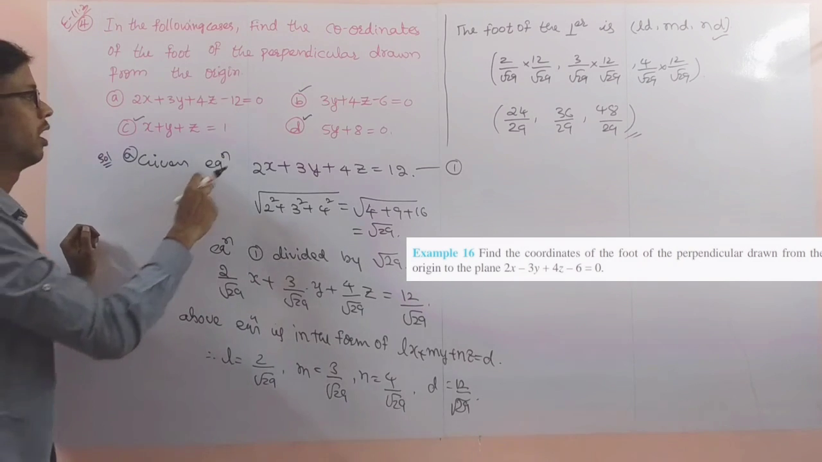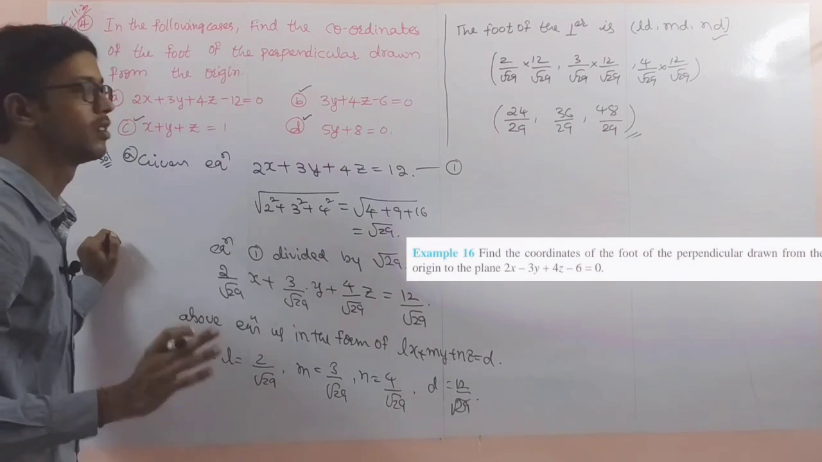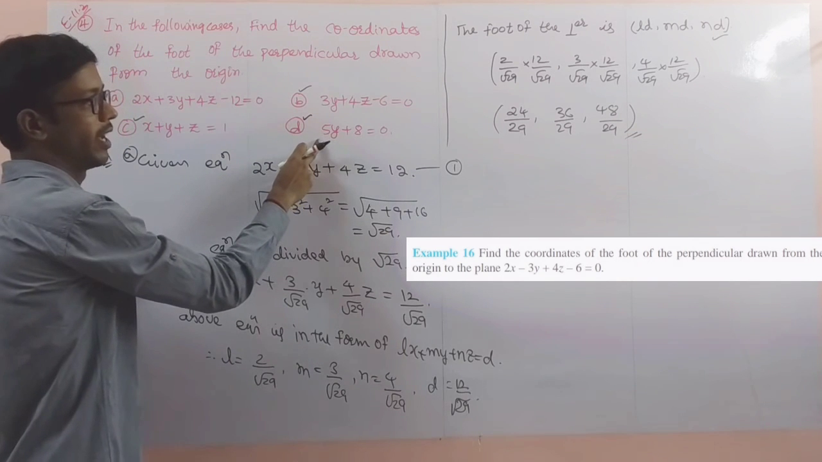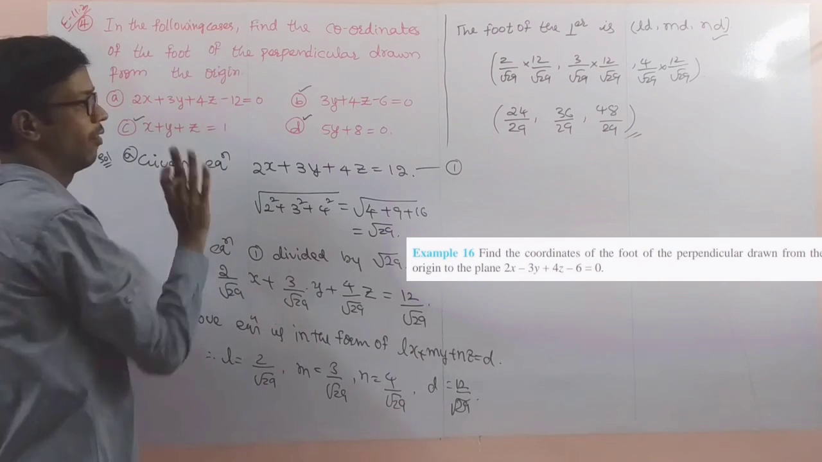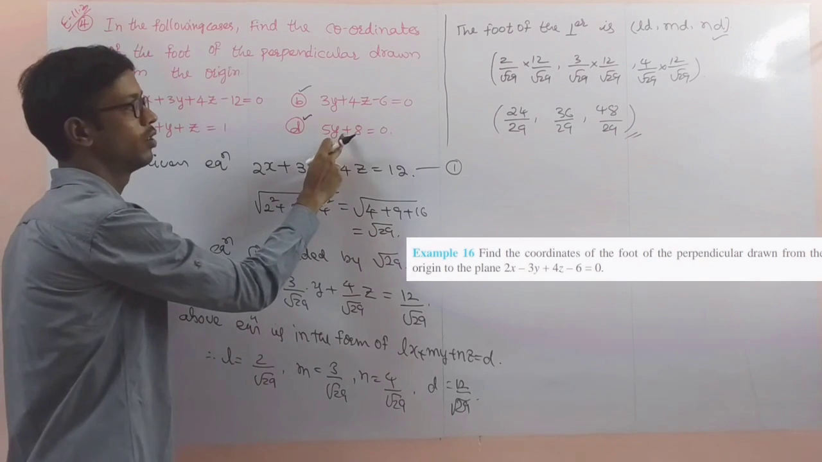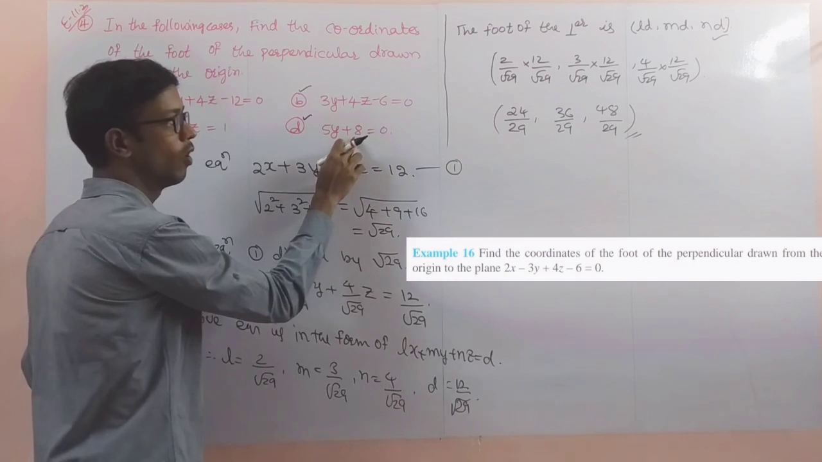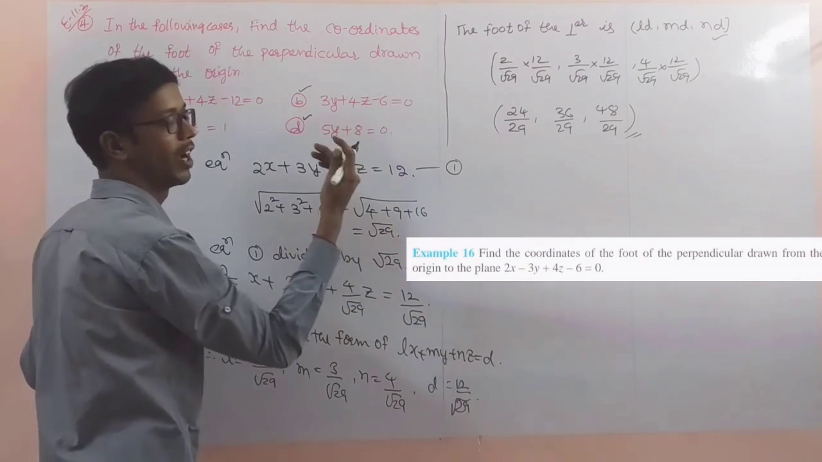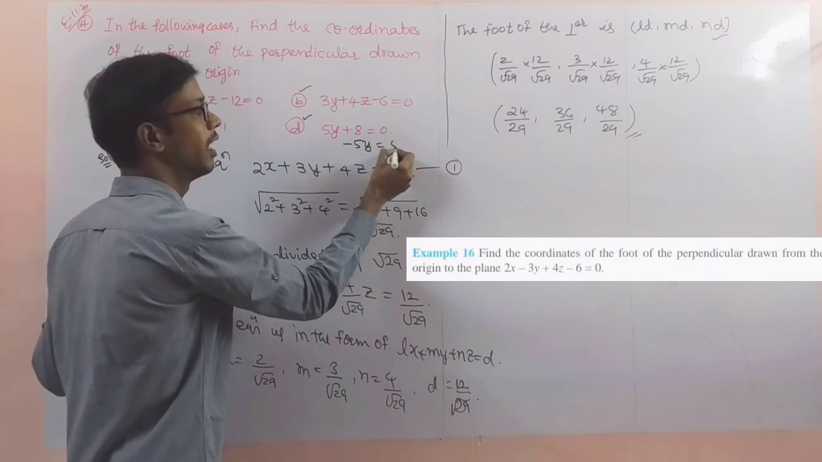Here you observe x is not there, which means you have to take 0x. X is not there, means 0x. And here also x is not there, so 0x, and z is also not there, so 0z. Here all values are there. And the constant value should compulsorily be on the right side. Don't take the right side value negative. Why? Because that is distance. Now this question is converted this way.